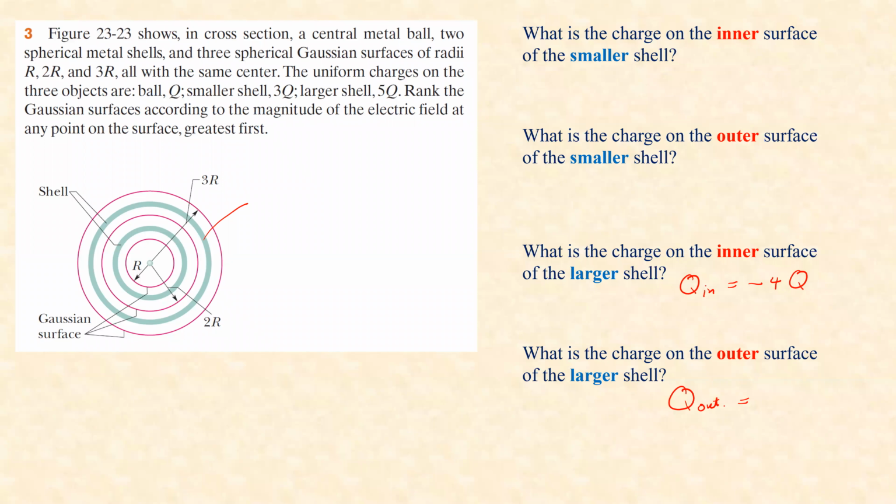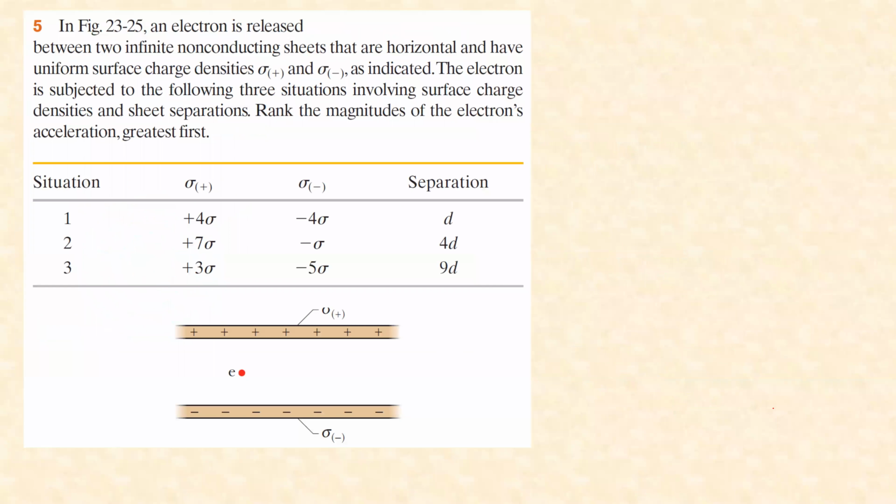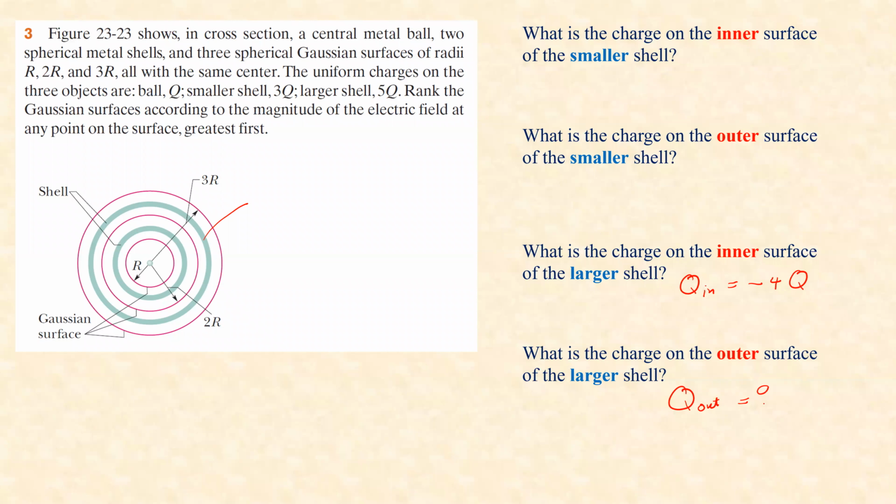What do you think? Positive 9Q. 9Q, the balance again, because there's a total of 5. If there's negative 4Q on the inner surface, the outer surface gets 9Q. All right. Any questions?